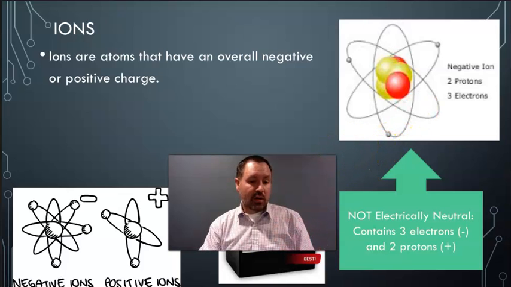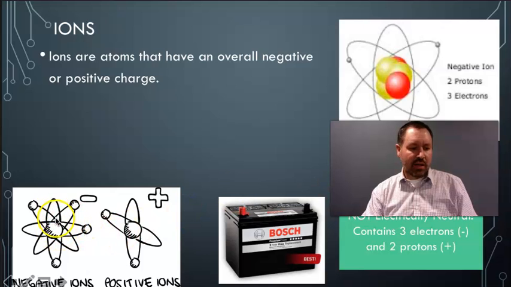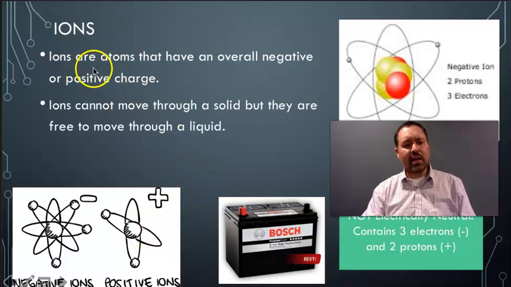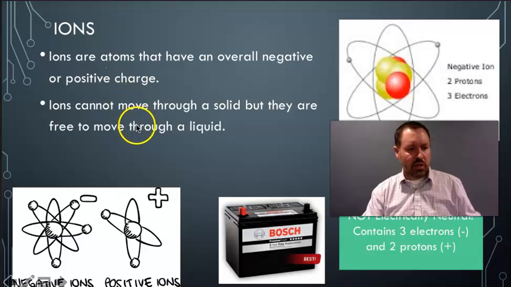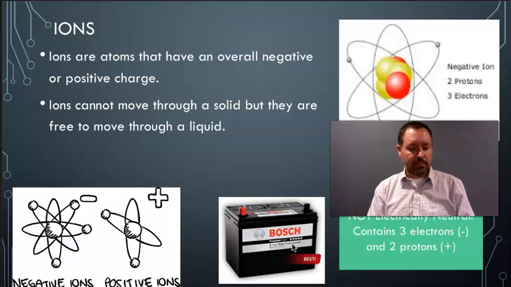And ions are necessary in things like batteries. So here I've got a negative ion because it's got a lot of electrons. Here's a positive ion because it doesn't have as many electrons. It says ions are atoms that have an overall positive or negative charge, and ions cannot move through a solid, but they are free to move through a liquid, which is why most batteries, like this battery down here, use a liquid, because the ions are able to move from place to place. It doesn't work so well in a solid.